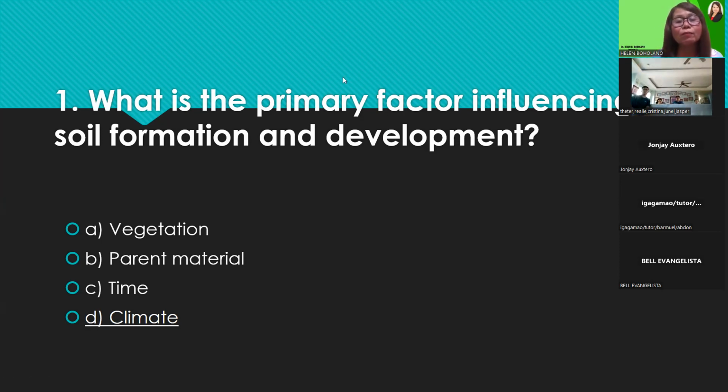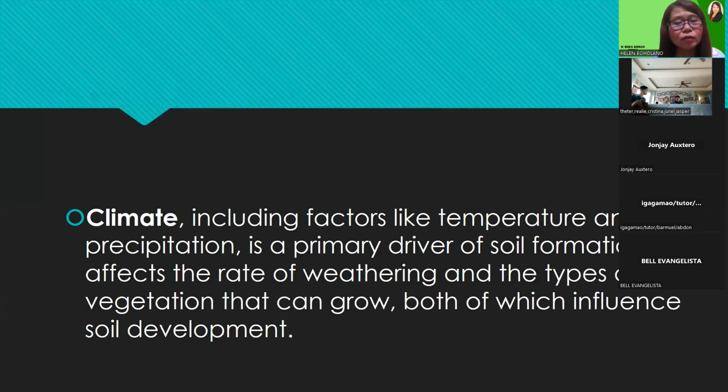Why climate, ma'am, which is D? Bautista and Bell Evangelista got it. Okay, Peter got the right answer. Others chose parent material. Let us check. Why climate? Climate, including factors like temperature and precipitation, is the primary driver of soil formation. It affects the rate of weathering and the types of vegetation that can grow, both of which influence soil development.